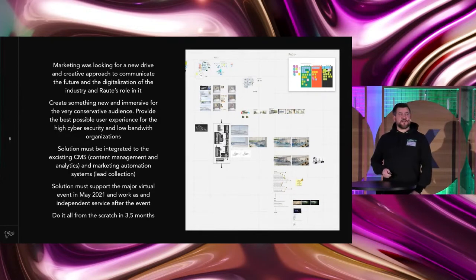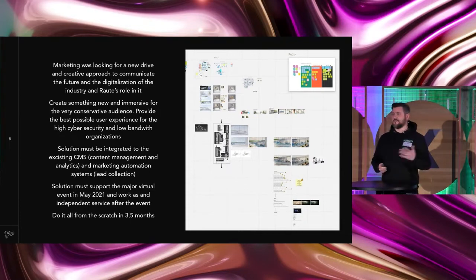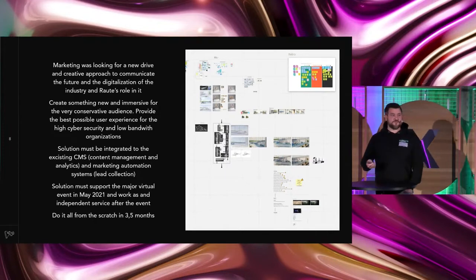And the challenge was to create the best possible user experience and accessibility for thousands of people distributed globally. It was a tough choice. Those companies that are Raute's clients and target groups are organizations with really high cybersecurity policies, and many of them are in low bandwidth locations, meaning their actual physical locations are somewhere in Siberia or in rural areas of Uruguay or something like that.